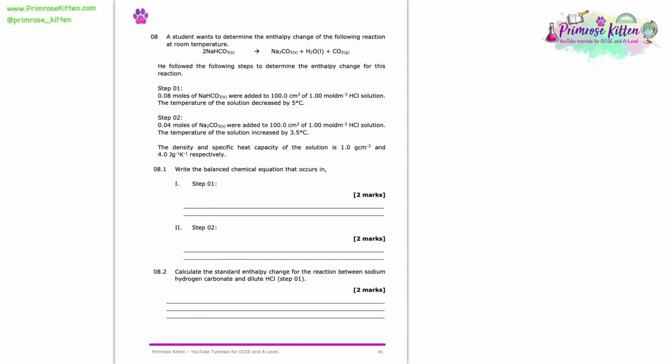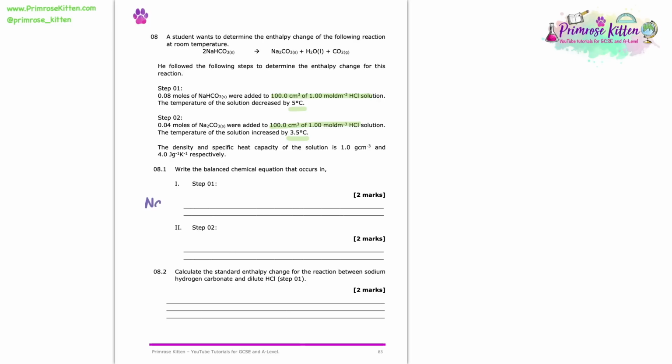You can see in step 1, we took 0.08 moles of sodium hydrogen carbonate and we added them to 100 centimetre cubed of 1 mole per decimetre cubed HCl solution. And we saw the temperature decrease by 5 degrees C. In step 2, 0.04 moles of sodium carbonate added to 100 centimetre cubed of 1 mole per decimetre cubed HCl again. But this time, the solution increased in temperature by 3.5 degrees. So to start us off here, they just ask us to write the balanced chemical equation that's happening in each step.